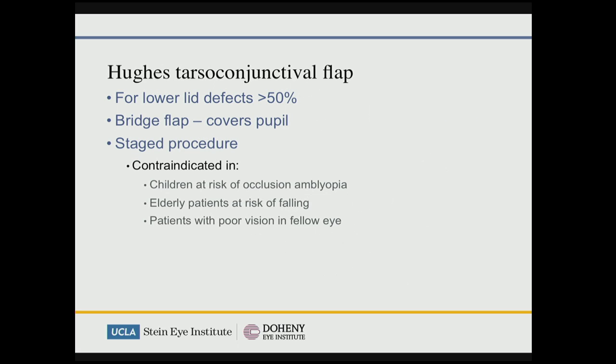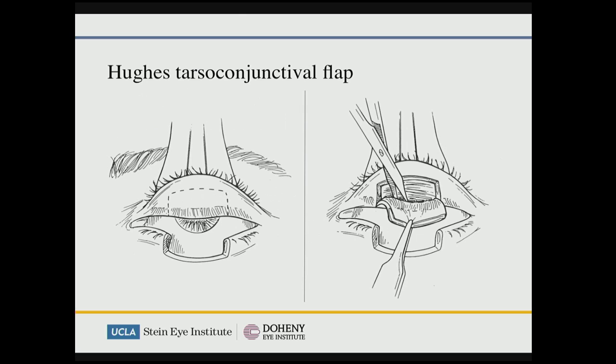The Hughes tarsoconjunctival flap is for lower lid defects that are greater than 50% of the lid. This is a bridge flap that covers the pupil, and it's a staged procedure. So it's contraindicated in children who are at risk of occlusion amblyopia, in elderly patients at risk of falling, or in patients with poor vision in the fellow eye. Because the tarsus in the upper lid is about 10 millimeters in height, you can borrow some of it for the lower lid.